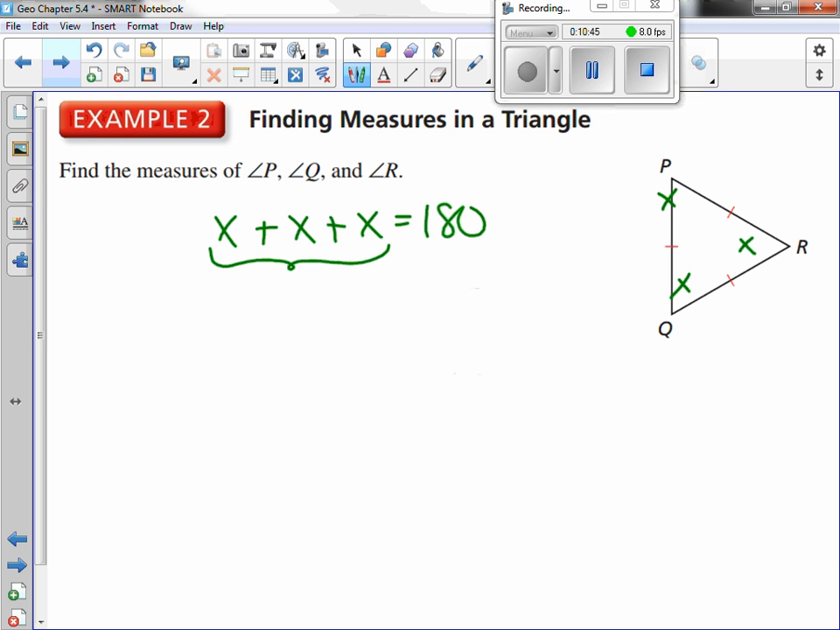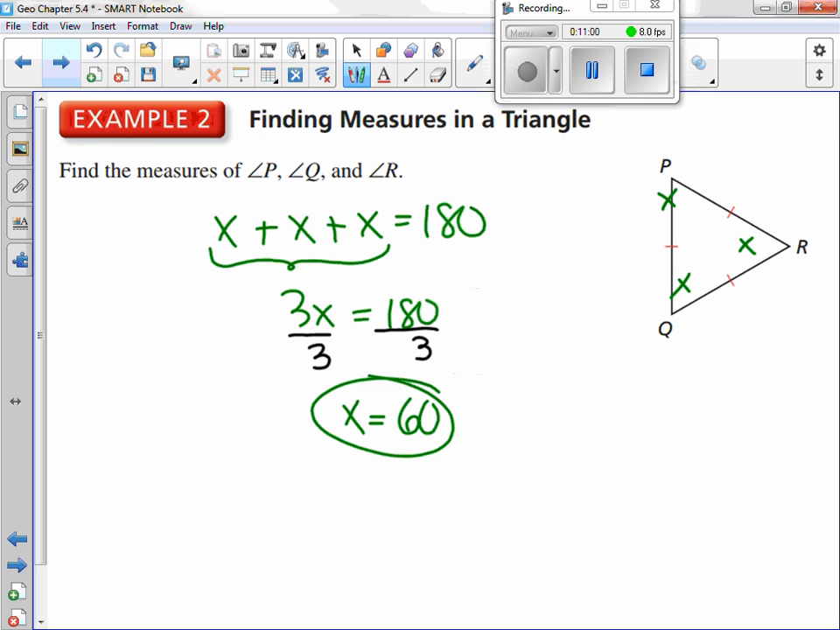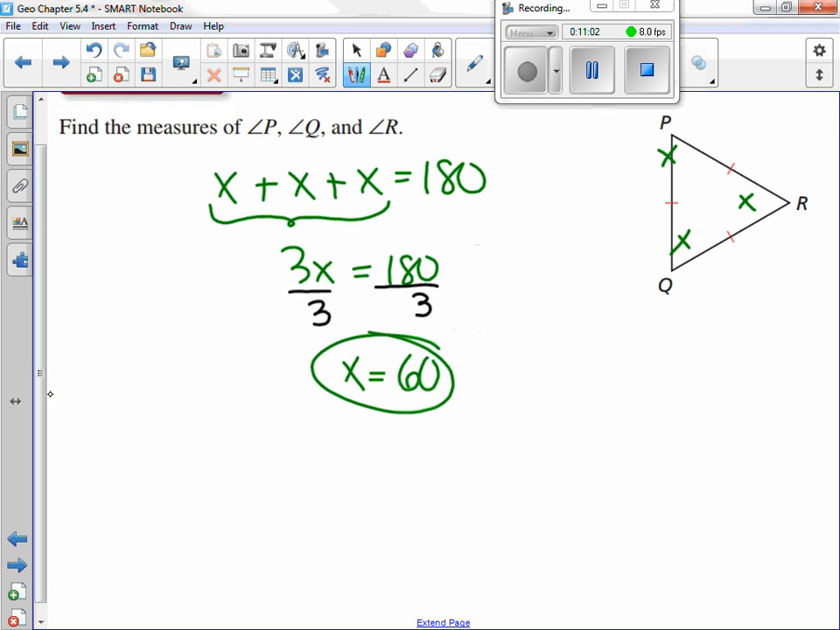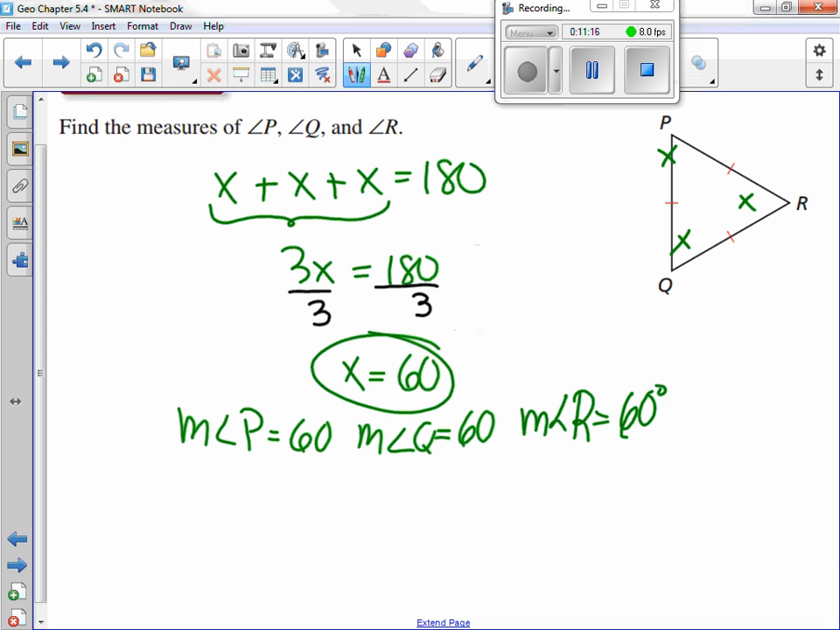Well, x plus x plus x is 3x. At this point here, we can divide both sides by 3, so x is 60. So the measure of angle P is 60. The measure of angle Q is 60. And the measure of angle R is 60 degrees, because each one of these angles, the measure is the same. The measure for each one of these angles is going to be the same, the exact same value.